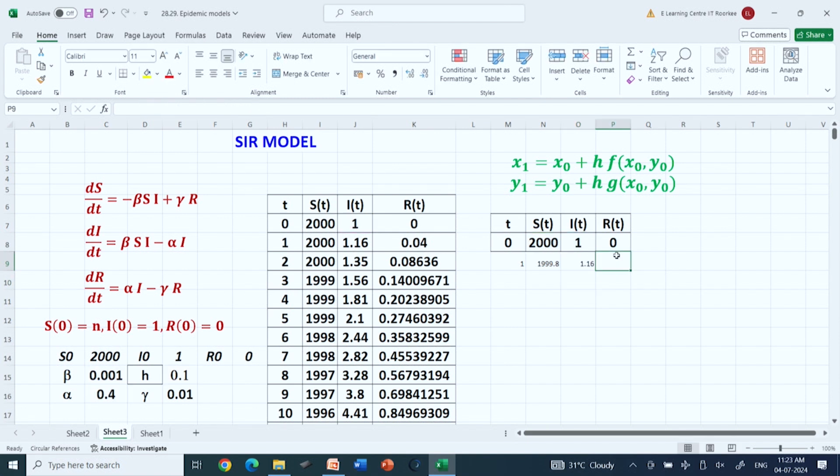And finally this is equal to R0 plus H, which is constant, multiplied by alpha I minus gamma R. So this is alpha multiplied by I, minus gamma multiplied by R. So this alpha is a constant, I put a dollar, and this gamma is a constant.